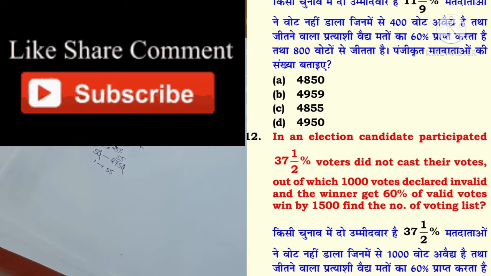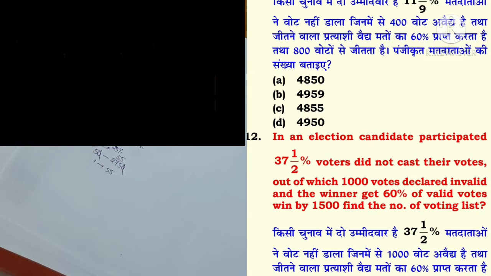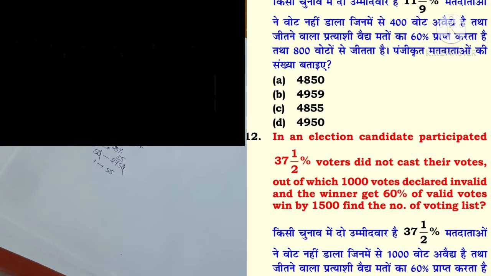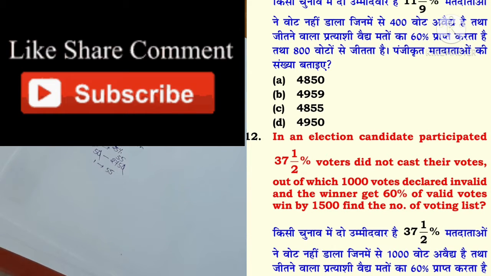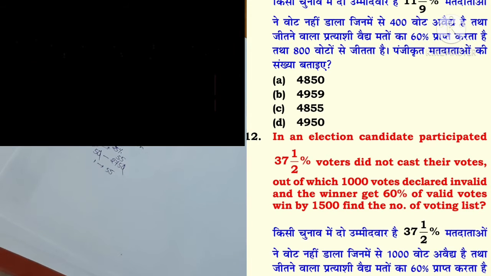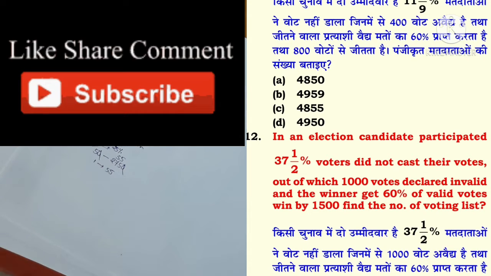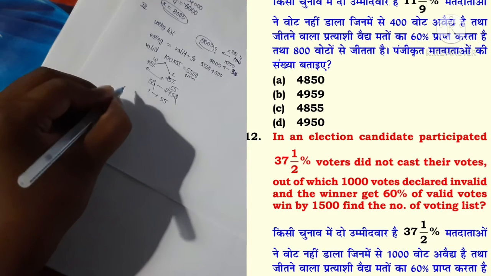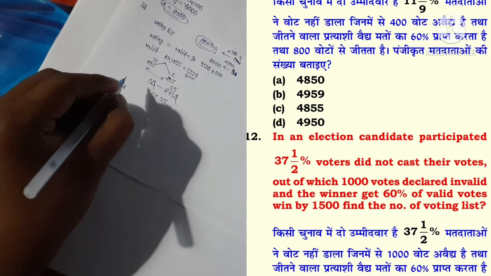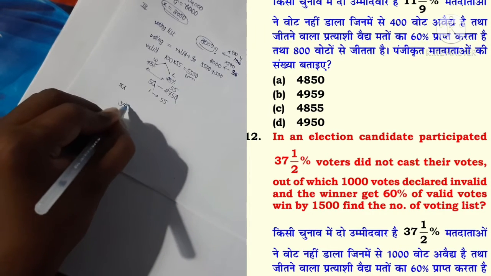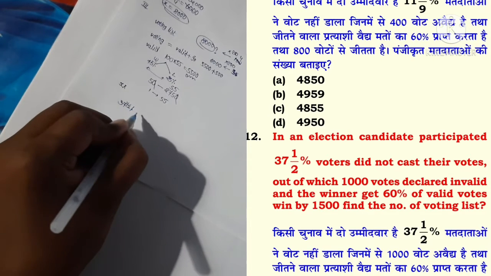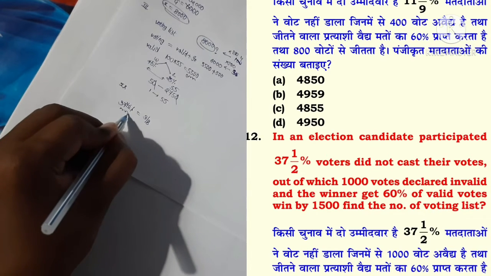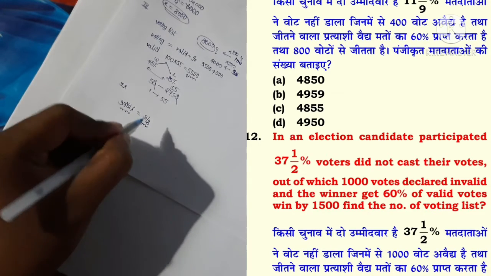In an election, two candidates participated. 37.5% of voters did not cast their votes, out of which 1000 votes were declared invalid, and the winner gets 60% of valid votes and wins by 1500. Find the number of voters in the voting list. So take x as the voting list. 37.5% voters did not cast their votes. The equivalent fraction of 37.5% is 3 by 8.